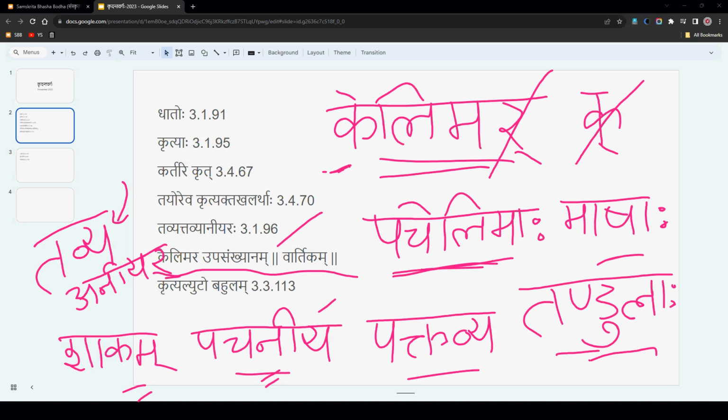Note that pachelima and tavyat, aneeyar are used in the same sense, though in the examples given, like in Siddhanta Kaumudi, they say that they are easy to cook. So something is easy to be done in that sense. Kelimar pratyaya is generally found. Like paktavya means should be cooked, pachaniya means should be cooked, pachelima means easier to cook. That action is easy to do on that thing, like on the masha or tandula or shakam. If the action of cooking is easier, then generally this kelimar pratyaya is used.